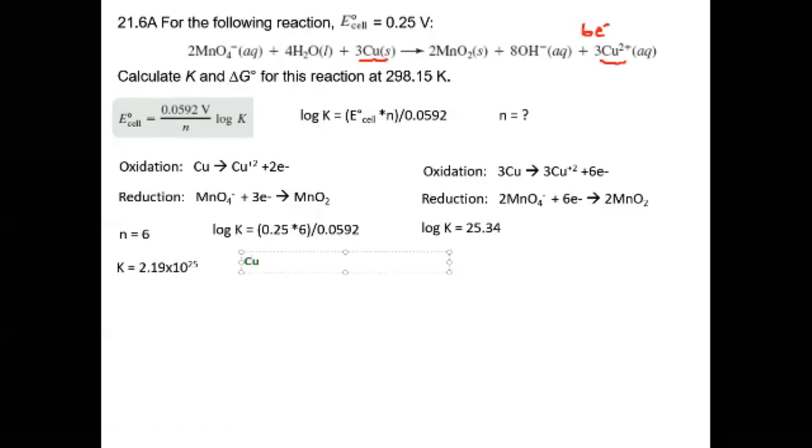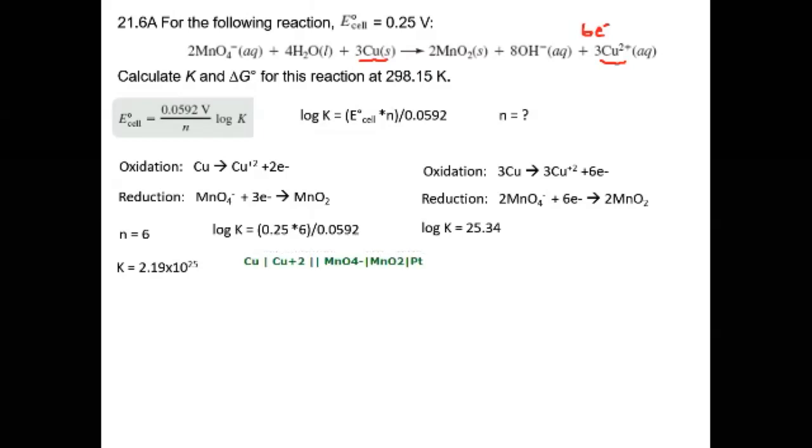Now, if we wanted to write the shorthand for this reaction, it could be something like this: copper plus 2 permanganate, MnO2, and then we need an inactive electrode such as platinum.